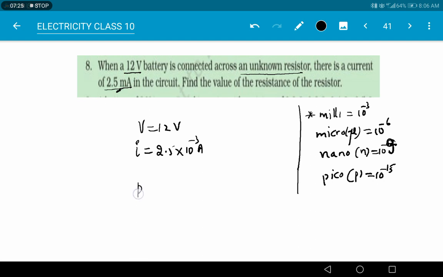So they are asking for the resistance. R is equal to V by I. Substitute, you will get the answer.